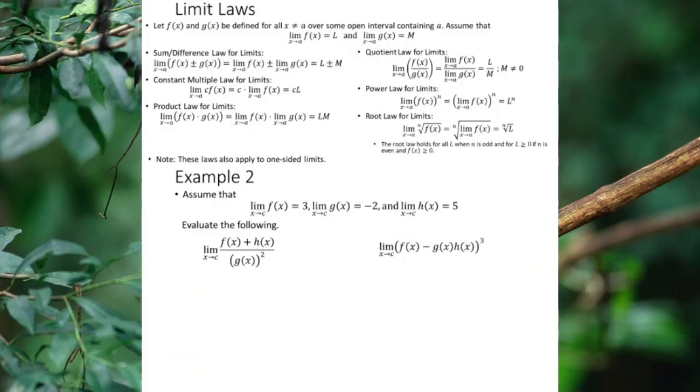Next, we're going to discuss limit laws that allow us to combine functions where the limit exists. We'll let f and g be defined for all x not equal to a over some open interval containing a. And we're going to assume that the limits as x approaches a of f of x equals L and g of x is M. The sum difference law states the limit as x approaches a of f of x plus or minus g of x will equal the limit as x approaches a of f of x plus or minus the limit as x approaches a of g of x, which would equal L plus or minus M.